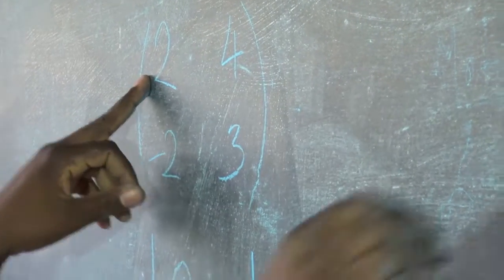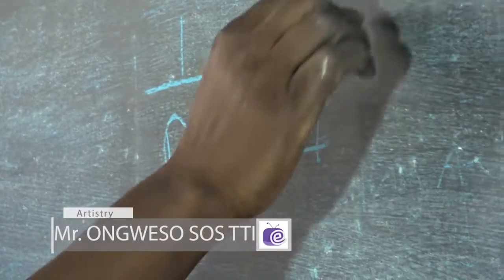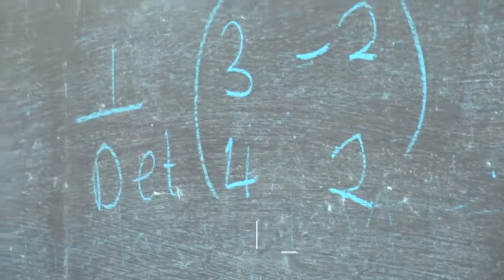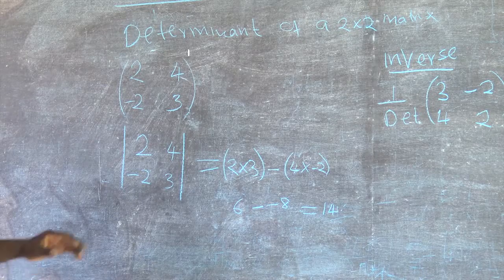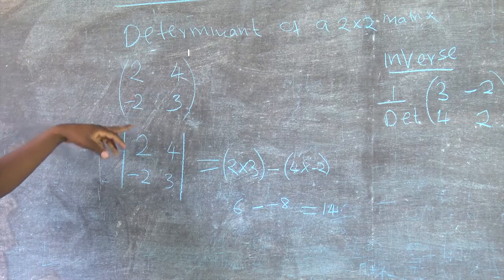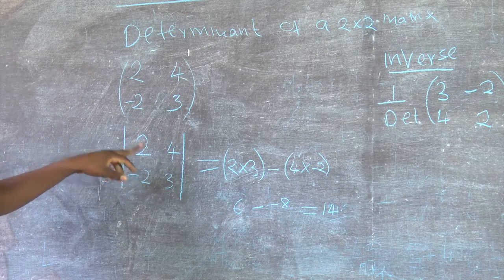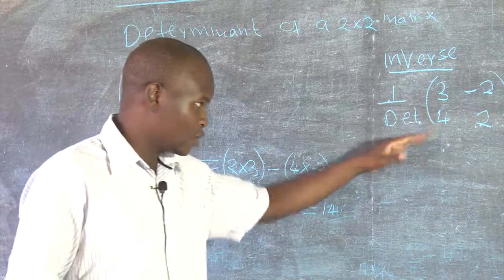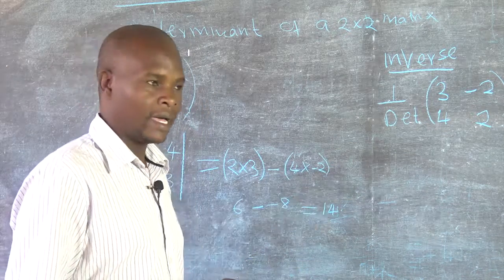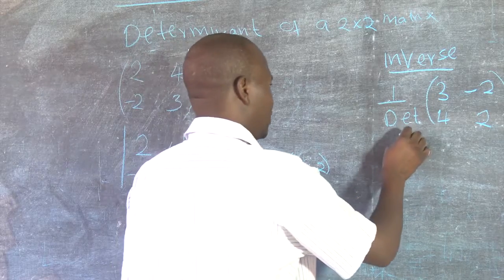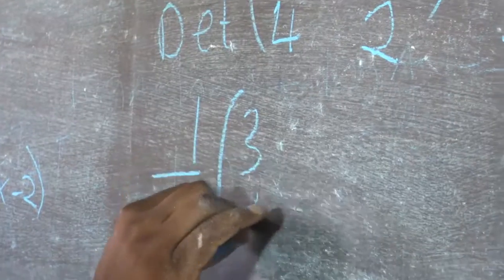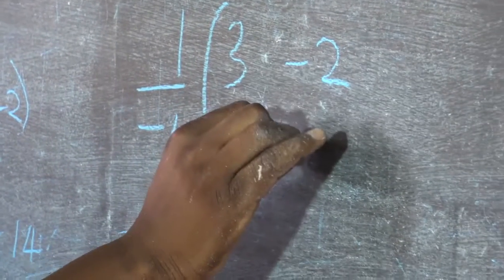So we have 3, 4, minus 2, 2. We interchange the signs. That is 3, 2, minus 4, 4. So after interchanging the signs this way, therefore we call this an inverse. Therefore it should be 1 over 14 into 3, 4, minus 2, 2.